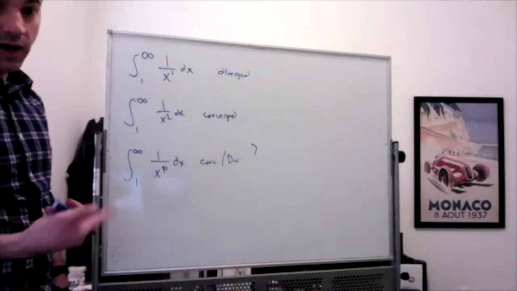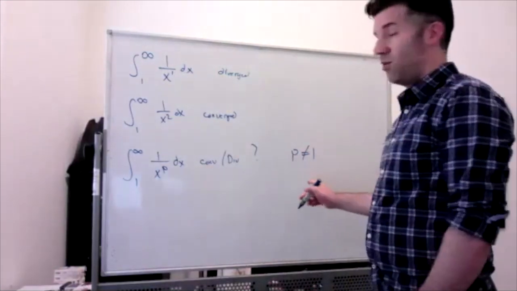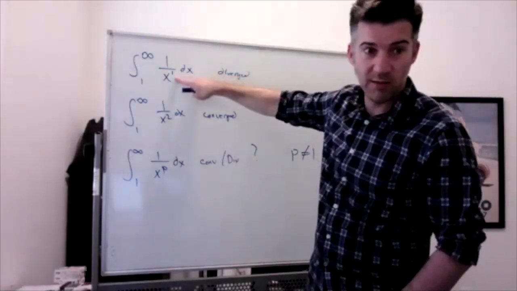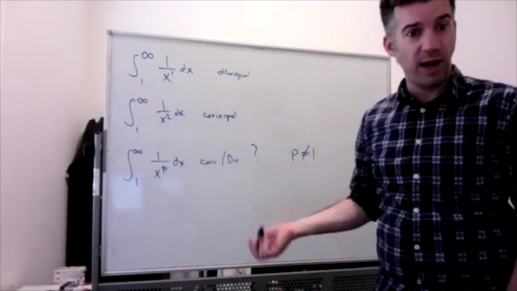Well, we know how to integrate this as long as p isn't equal to 1. If p is not equal to 1, which we don't have to worry about because we already know what happens when p is equal to 1, it diverges. So when p isn't equal to 1, we can just use the power rule.